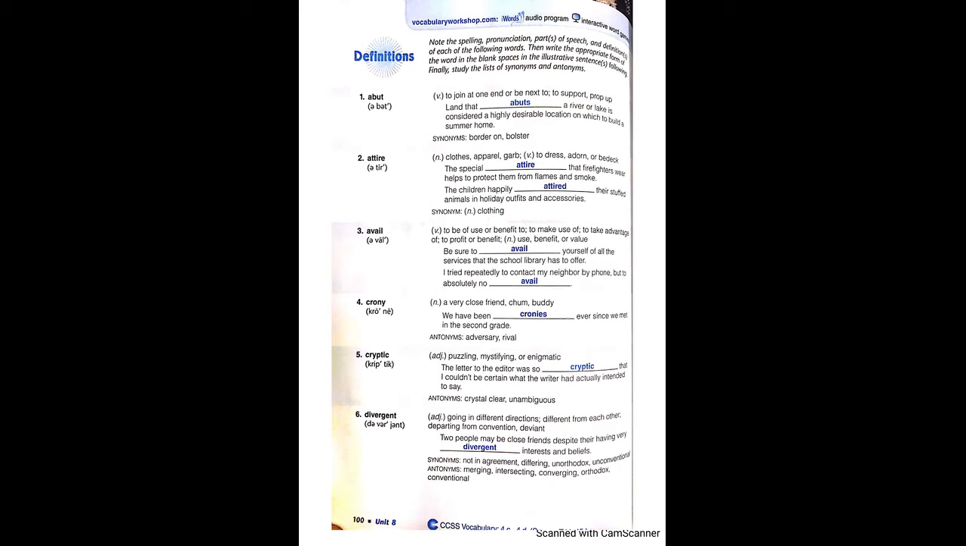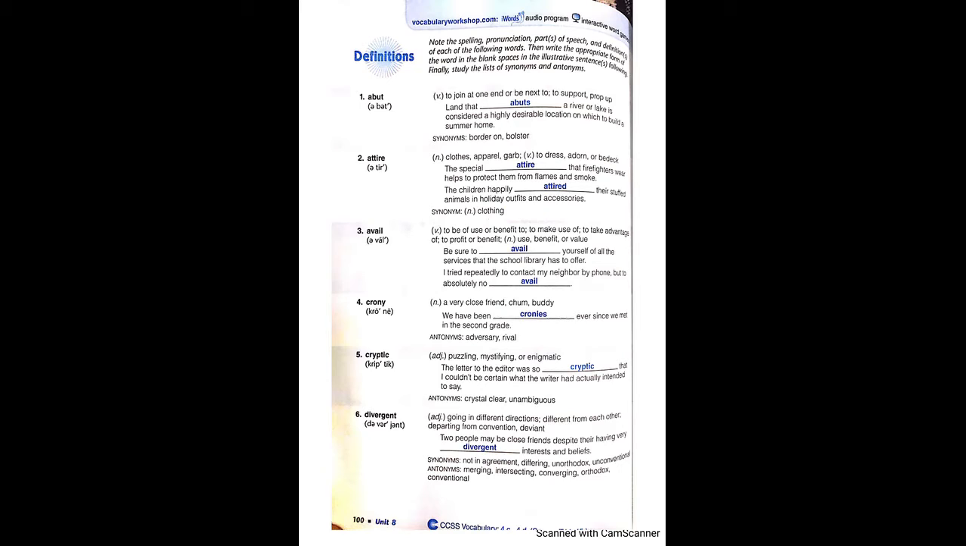Let's move on to word 4. It is crony. Crony is a noun, meaning a very close friend, a pal, or a chum. A high school reunion is a good place to renew a friendship with a former crony. Or, one of the president's cronies may be accused of having too much influence on executive decisions.